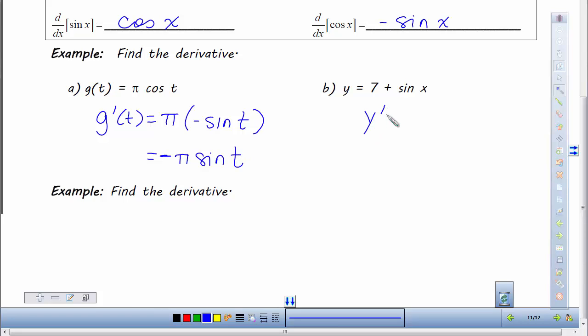What about b? y prime is just going to be equal to cosine x because the derivative of 7 was 0.